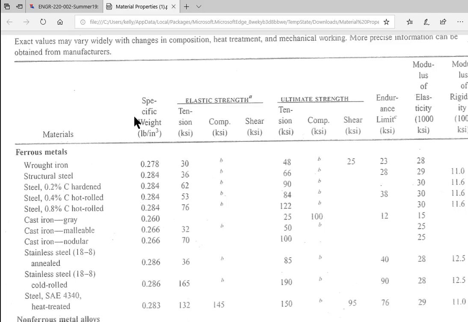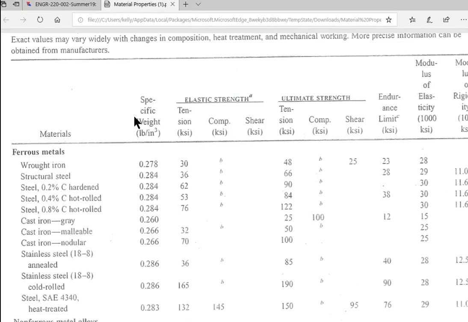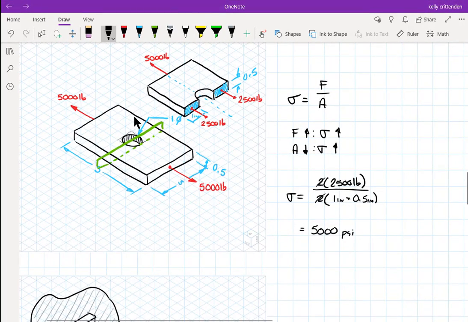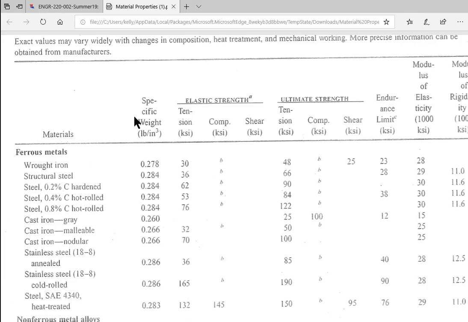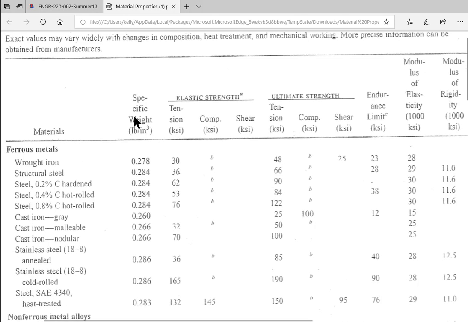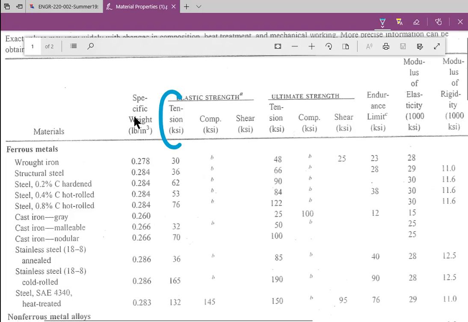So this one that I'm dealing with, the arrows are pointing away from the little areas that I was using to calculate. So that means that's a tensile stress and a tensile force. So this is tensile stress. That means that I would reference the tension column under either elastic strength or ultimate strength, this one or that one.